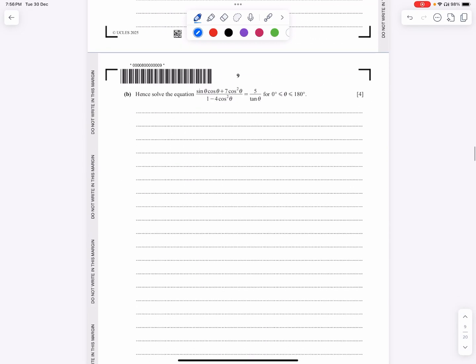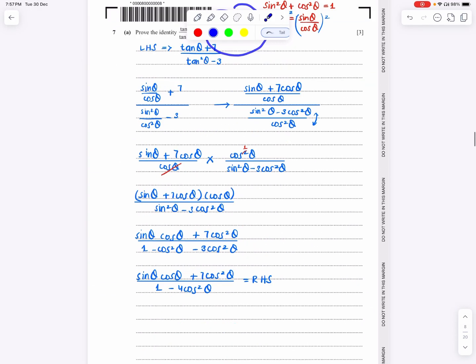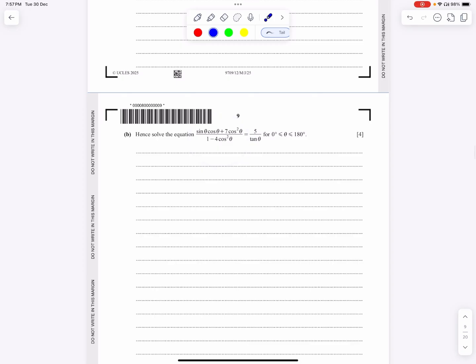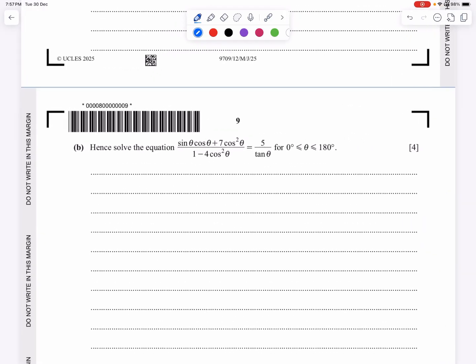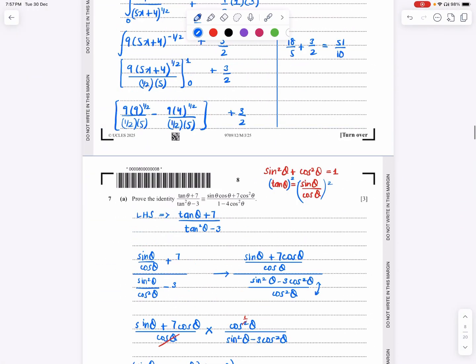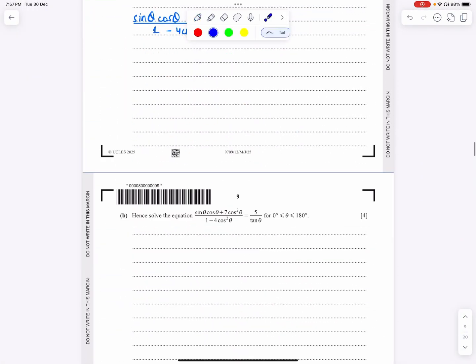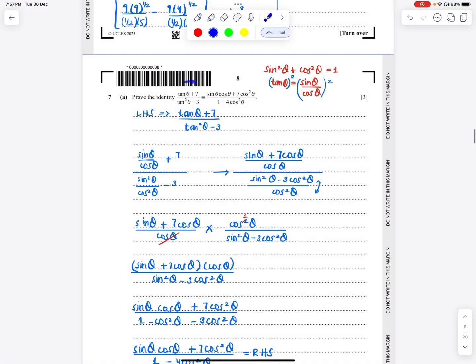Alright, now moving on to part B, it says, hence solve the equation, exactly the left hand side, right hand side over here, that it is equal to 5 over tan theta for this domain. Please pay attention to this domain because it will determine your answers in this question. Now from the part above, I can say that this is equal to this. So I'll use this form.